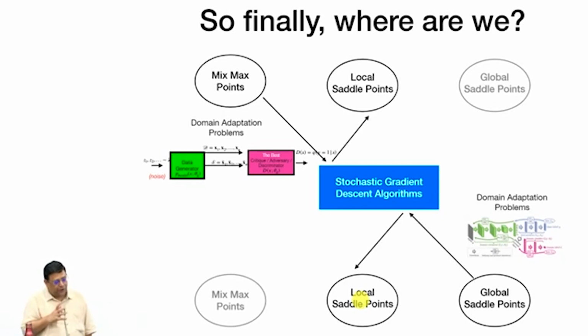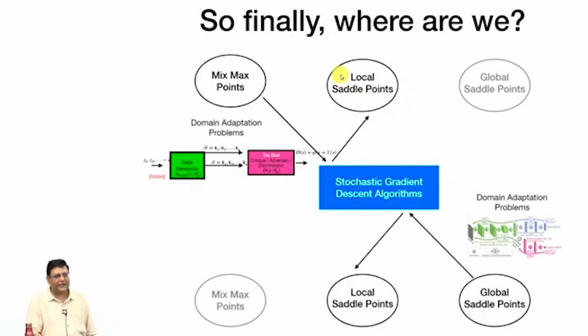So my point to you is that there are several problems, several application areas in deep learning and machine learning where the underlying optimization problem is such that you need to find either min-max points or saddle points, which is equivalent to a 2-player zero-sum game problem. But because of the lack of efficient algorithms, and genuinely they are hard problems, you end up finding the local saddle points.